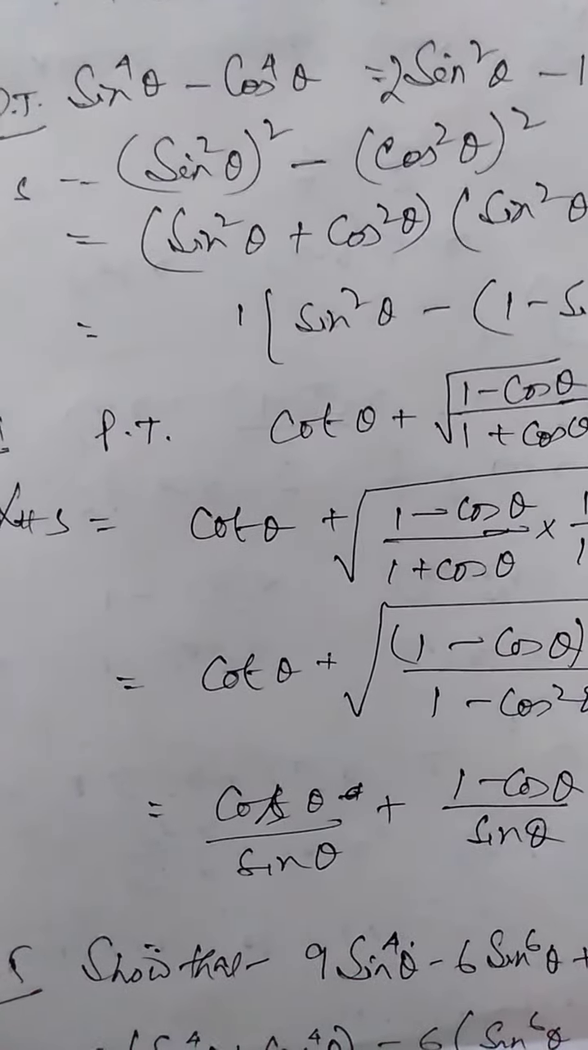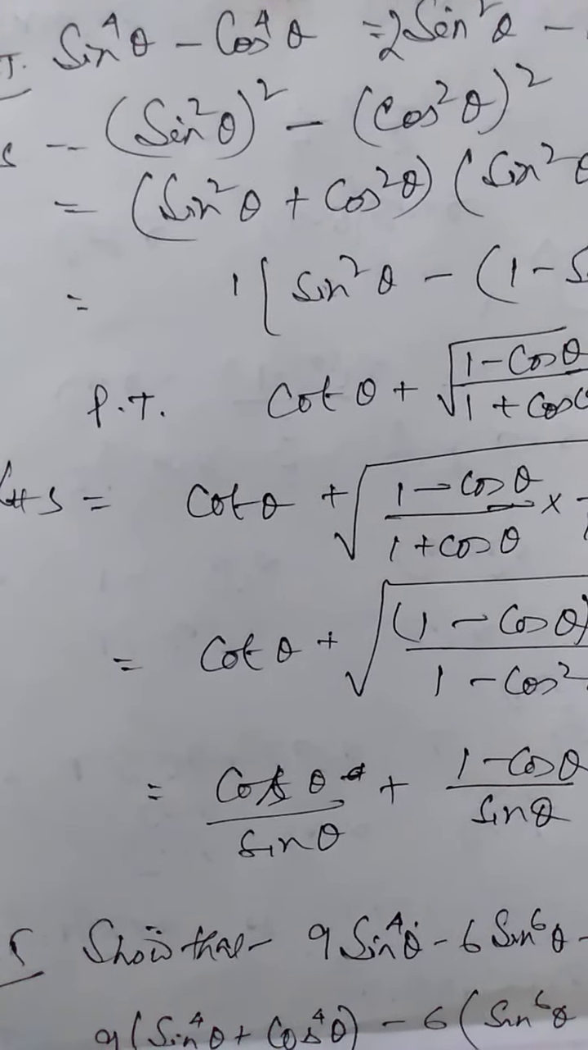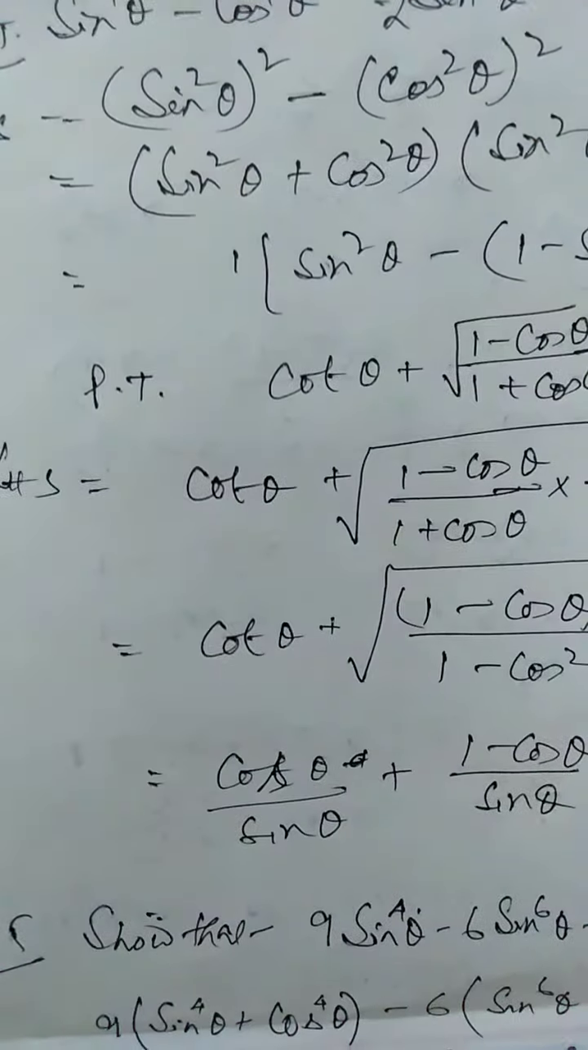Now let's come to the second question. Sin 4 theta minus cos 4 theta is equal to 2 sin square theta minus 1.